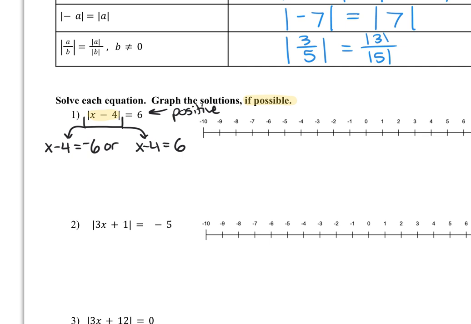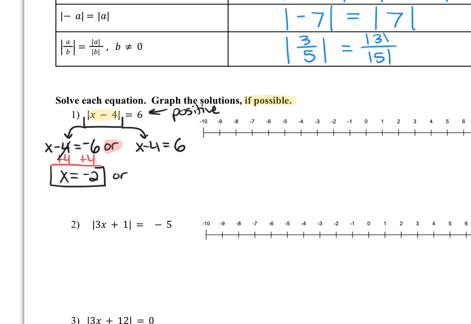By definition, this is absolute value. Inside could be a negative. Inside could be a positive. I don't know until I solve it. So we're going to do both of them, hence why I said the "or" right here in between. So now let's solve it. Now I don't have any absolute values. We can solve this like you guys were telling me. Add 4 to both sides. Now I have x equals negative 2 on that side.